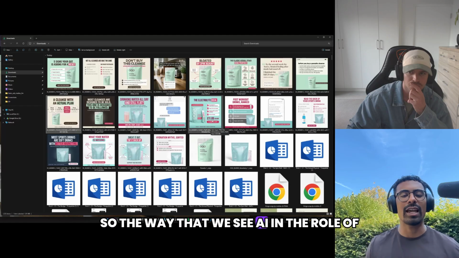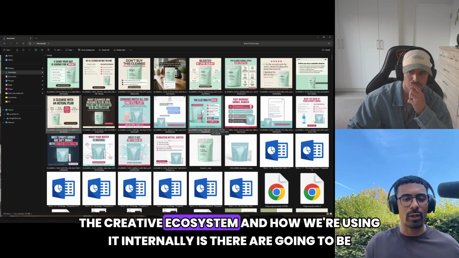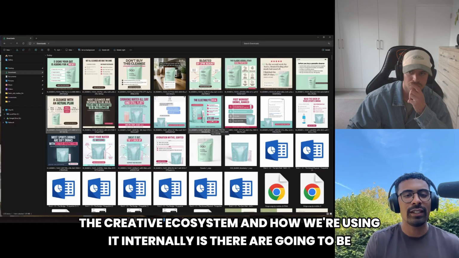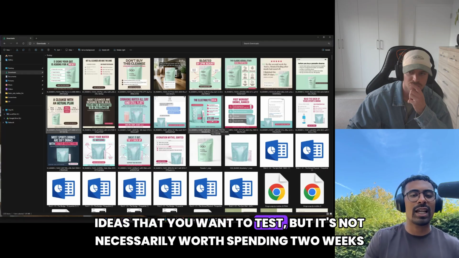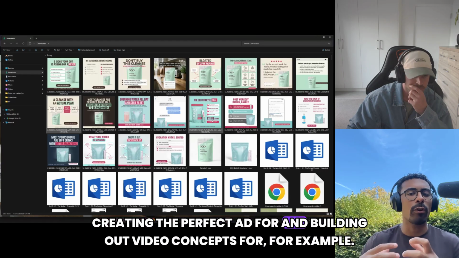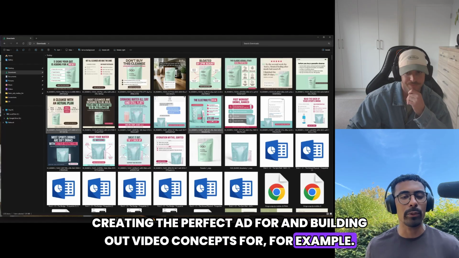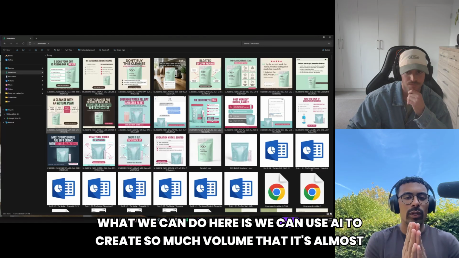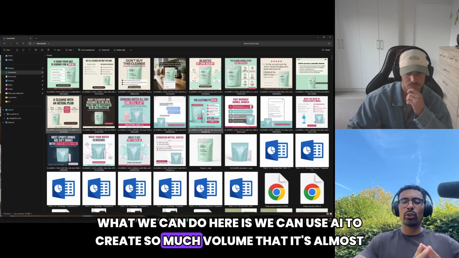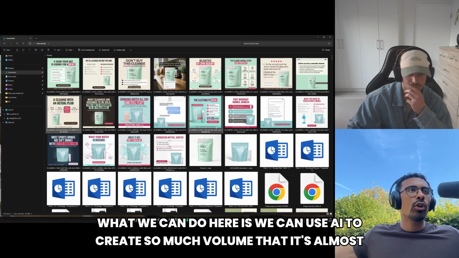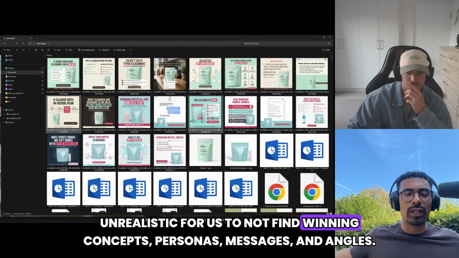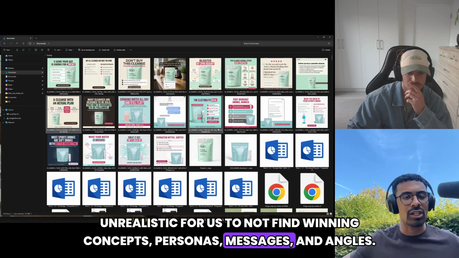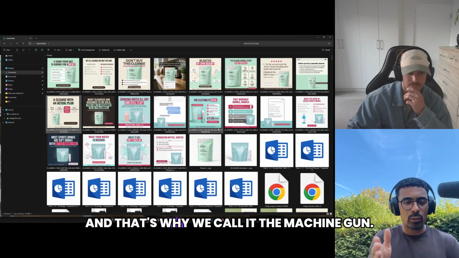The way that we see AI in the role of the creative ecosystem and how we're using it internally is there are going to be ideas that you want to test, but it's not necessarily worth spending 2 weeks creating the perfect ad for and building out video concepts, for example. What we can do here is use AI to create so much volume that it's almost unrealistic for us to not find winning concepts, personas, messages, and angles. That's why we call it the machine gun.